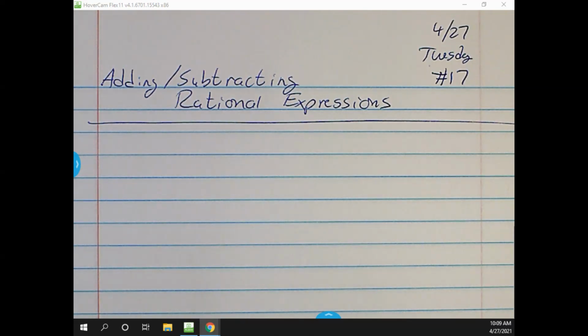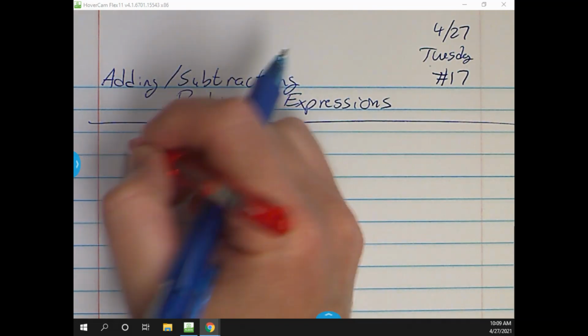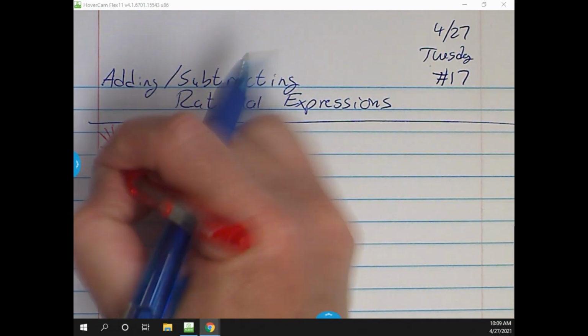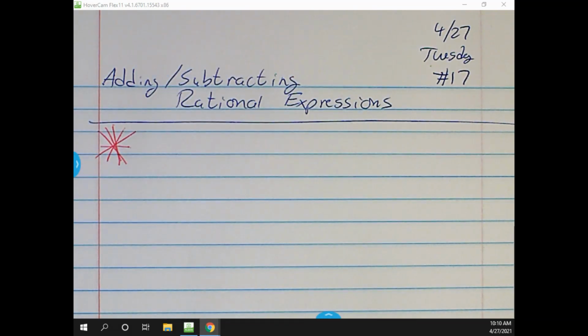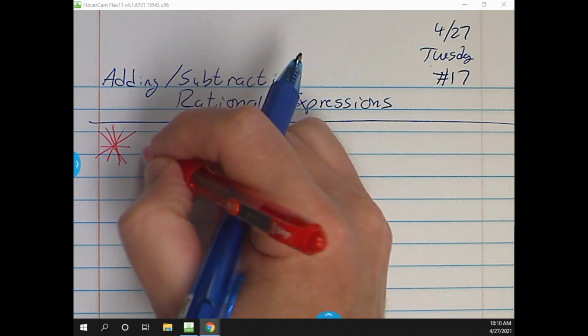Okay. And the very most important thing you've got to realize when we're adding and subtracting rational expressions, and again, when we're talking about rational, that just means it's fractions, is that you have to have common denominators.